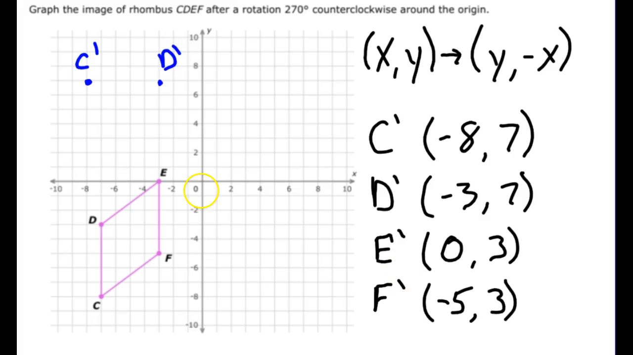E prime 0, 3, so 0 up 3, and F prime negative 5 up 3. So I'll connect all these points. And that is our new shape, our new rhombus that is created after we take a rotation of 270 degrees counterclockwise. So those rules are going to become very useful if you wrote those down in your notes.